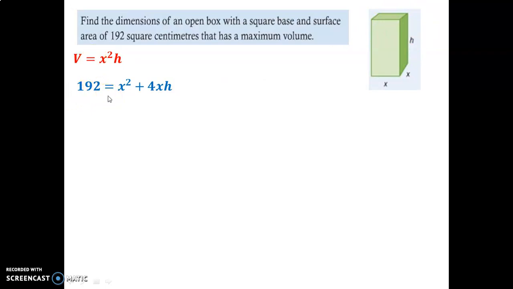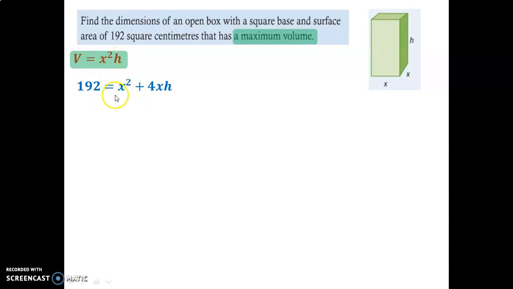As you remember, with optimization problems, you have to look at the 2 equations and decide which is the one I'm trying to optimize? Which is the one I need a max or min point for? We can see here that we are trying to maximize the volume. Therefore, we will focus on this equation. In this equation, we have 3 variables, so we want to bring it down to 2 variables, because we cannot take the derivative if we have 3.